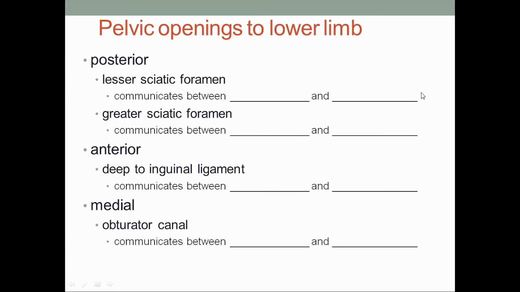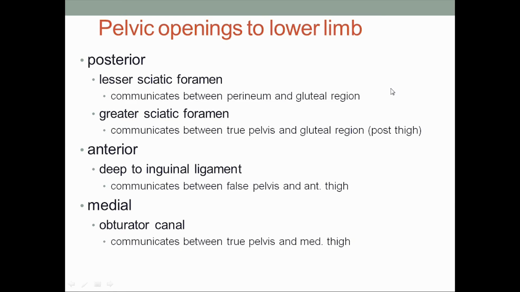So by looking at the model, we've been able to determine the two regions that each of these openings will communicate between. And in a text version, this is what your answers should have looked like. As we saw, the lesser sciatic foramen, because it's below the pelvic floor, communicated between the perineum and the gluteal region. The greater sciatic foramen, because it's above the pelvic floor, communicates between the true pelvis and the gluteal region and indirectly down into the posterior thigh.